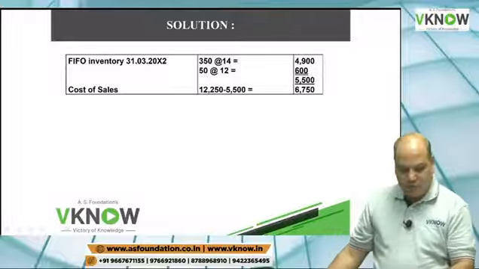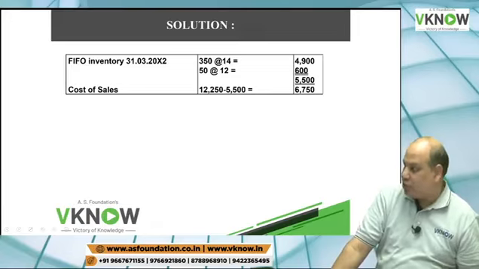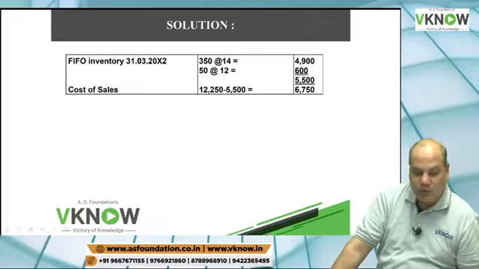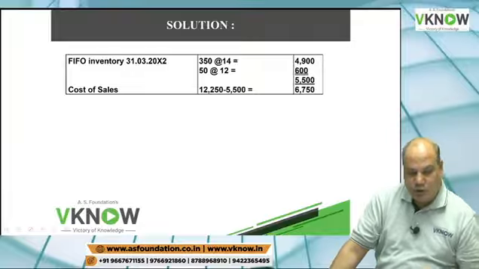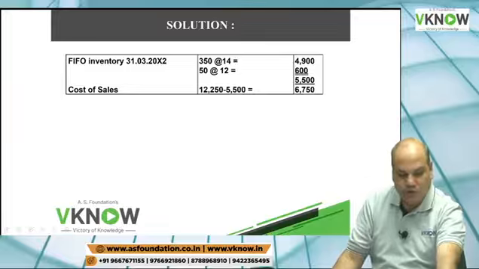Okay, start. Now write down cost of sale. Cost of sale is 12,250 minus 5500. So that is equal to 6750. Let us move a little fast.